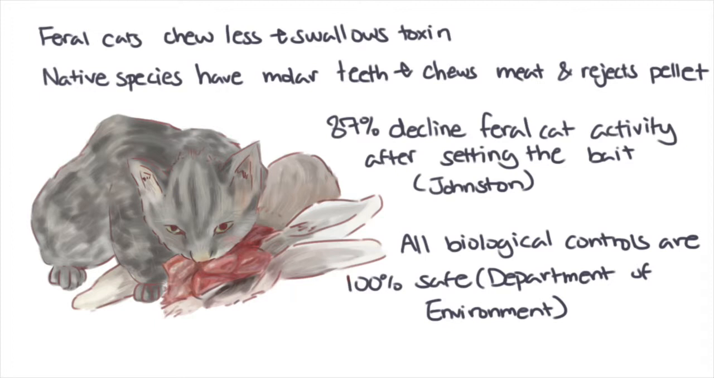Also, according to the studies conducted by the Institute for Environmental Research, there was an 87% decline in feral cat activity after the baits were spread, directly impacting the biodiversity of the native species. This is a long-term solution because the government plans on eradicating feral cats from fenced areas so that the cats will not be able to repopulate. Lastly, all biological controls are confirmed to be 100% safe without negative impact on humans or the environment.